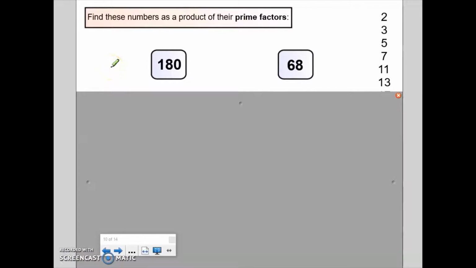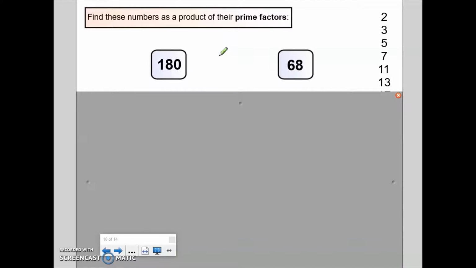Okay, so here's a question for you to have a go at. I would like you to pause the video at this point. For each of the numbers, 180 and 68, I'd like you to present them as their prime factors. So I would like you to show me the prime factorization of both numbers. I would then like you to use a Venn diagram in order to find out the highest common factor and the lowest common multiple of these two numbers.